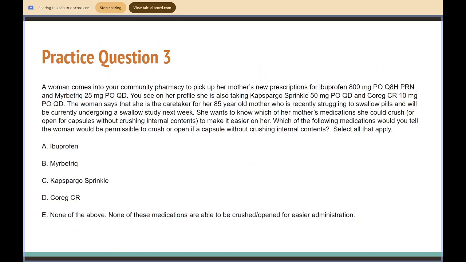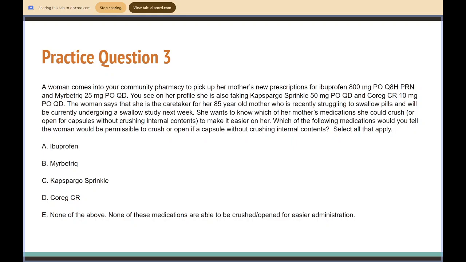No problems. Now we have practice question 3, the last but not least, and this is going to be a woman comes into your community pharmacy to pick up her mother's new prescriptions for ibuprofen 800 mg PO Q8 PRN and Myrbetriq 25 mg PO QD. You see on the patient's profile that they are also taking Caspargo Sprinkle 50 mg PO QD and Coreg CR 10 mg PO QD.